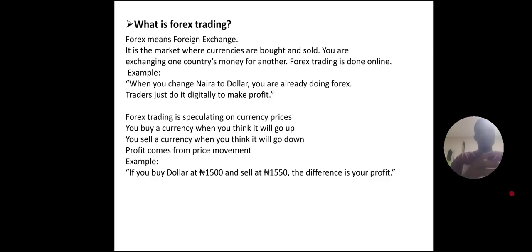If you buy dollar at 1,500 naira and you sell at 1,550, the difference is your profit. You see it now. So maybe you buy dollar, you say this is a USD and naira, for instance. You now say USD is going to be stronger, then you buy at 1,500, then it goes up to 1,550. So your profit in that trade is 50 naira. So that is just simple. It's as simple as that. Forex trading is very, very simple. If you understand this simple analogy I'm just giving, you understand forex trading is very, very simple.